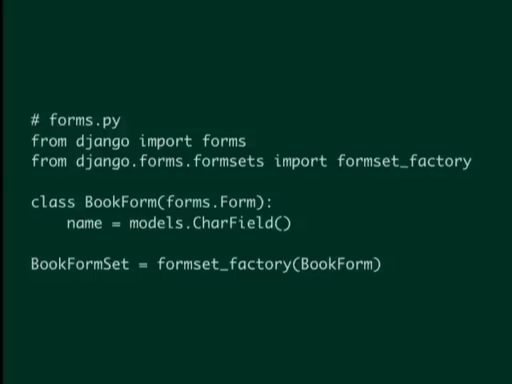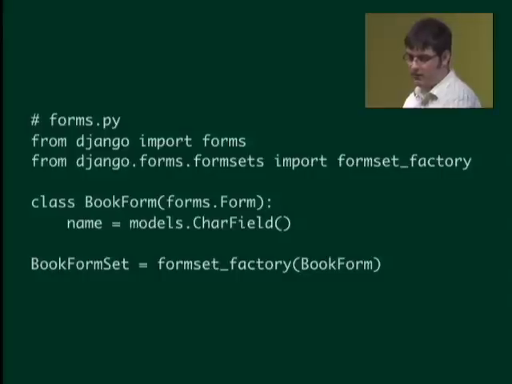So in this case here, we want to be able to maybe add or edit this book form. And we want to be able to do maybe 5 of them or whatever. So we basically have a book form that we create. And then we pass it into the Formset Factory, which basically creates that form set for us. And then we can use that in our view.